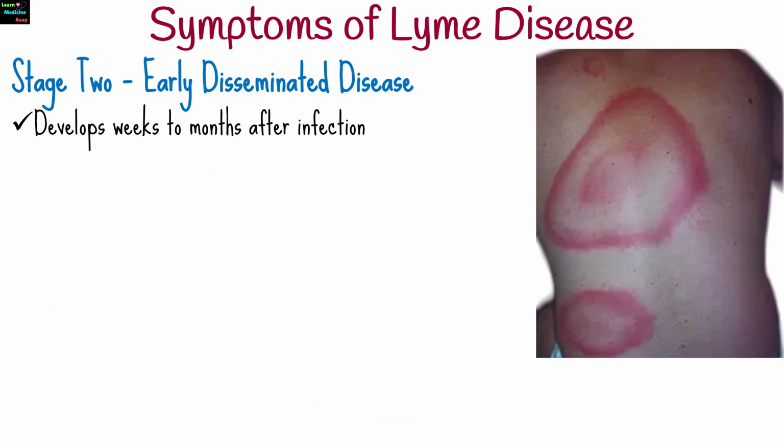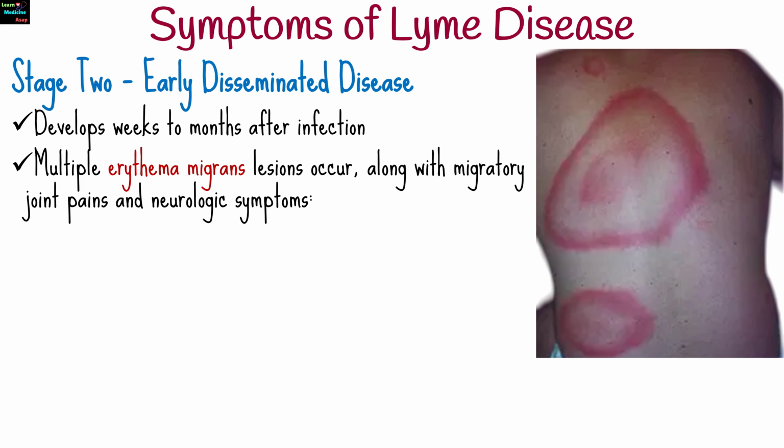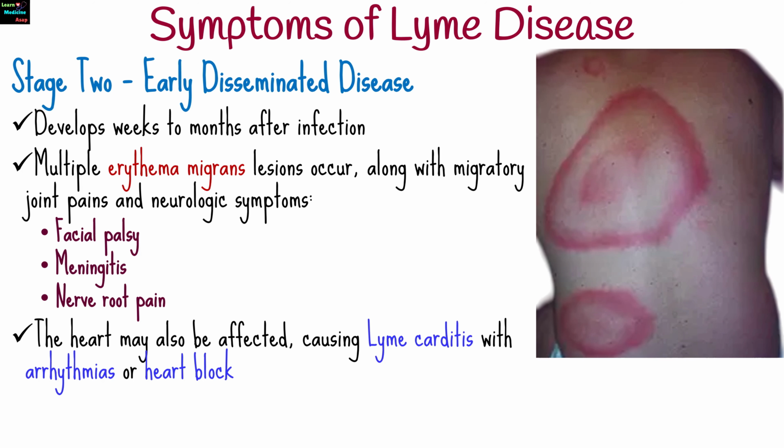Stage 2. Early disseminated disease. This stage develops weeks to months after infection. Multiple erythema migrans lesions may occur, along with migratory joint pains and neurologic symptoms, such as facial palsy, meningitis, and nerve root pain. The heart may also be affected, causing Lyme carditis with arrhythmias or heart block.